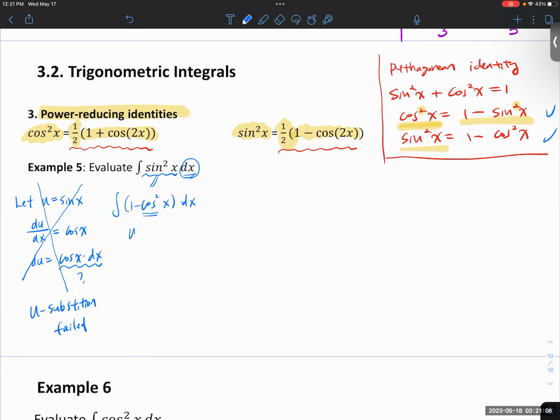So you want to say u equals cosine x. So du over dx equals negative sine x, and then du equals negative sine x dx. Whoa. There's no negative sine x here. So the Pythagorean identity also fails. It's not going to work. So Professor Ben, how do I solve this question?